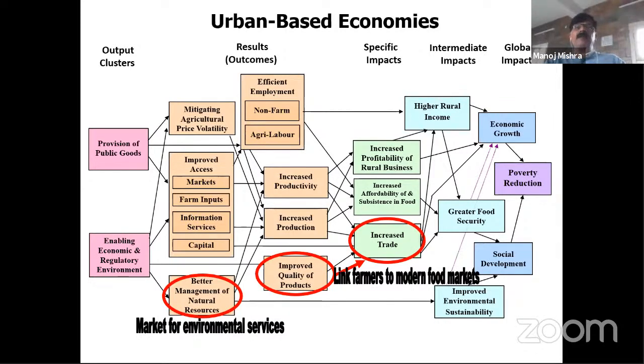What is the global impact? What are the intermediate impacts? And what are the specific impacts that I will be trying to look at? Now, any business plan or any business entity across any agri-enterprise, appreciating these three domains of urban-based, agriculture-based, and transforming economy-based considerations, will have what we normally refer to as a social cost benefit assessment of that particular enterprise.